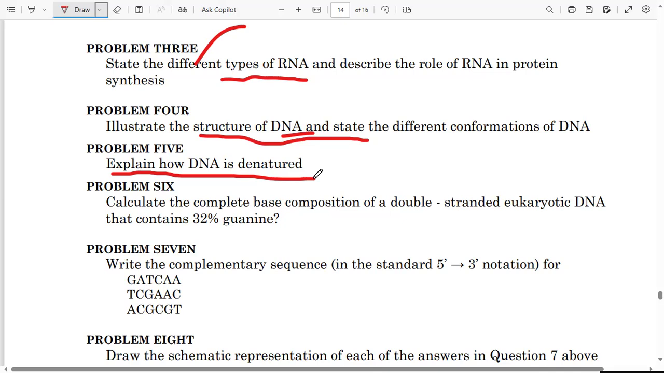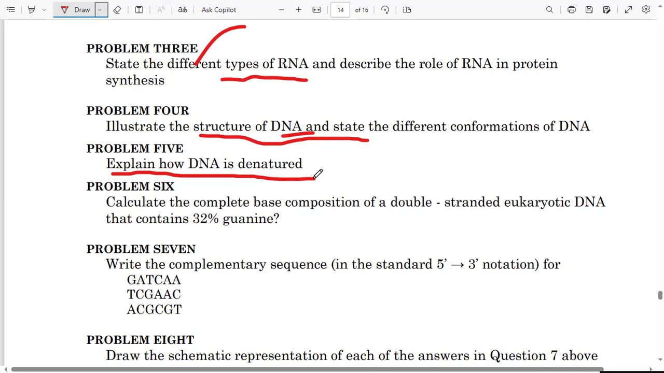Other effects include the influence of the base composition, which can also cause DNA to denature. We know that between a cytosine and a guanine there are 3 hydrogen bonds, and between an adenine and a thymine there are 2.